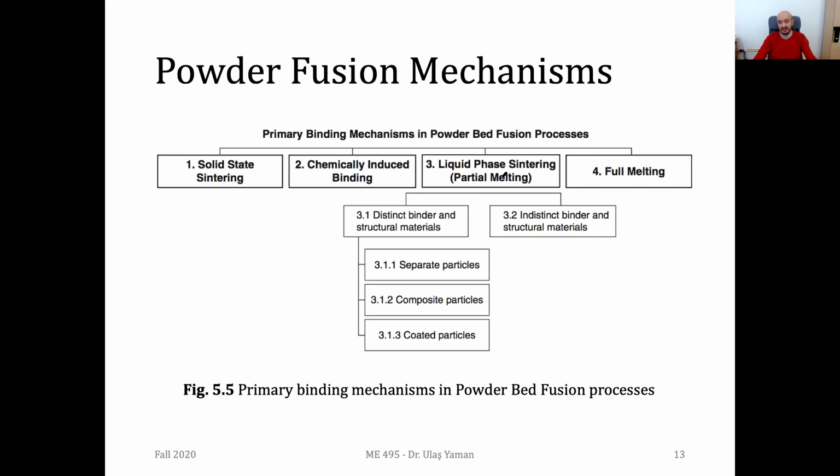And for liquid phase sintering, we have some options. For instance, we may use binders, some special support structural materials, that might be composite particles, coated particles, or in the EOS system, we are using the same structural parts. We don't have special, let's say, material for sintering of these polyamide particles.